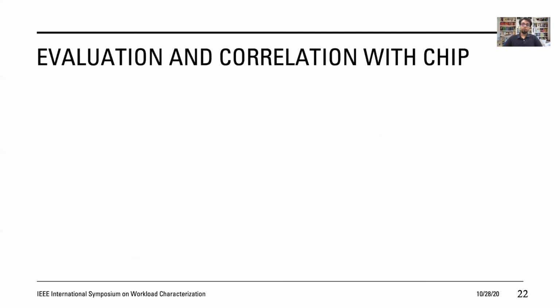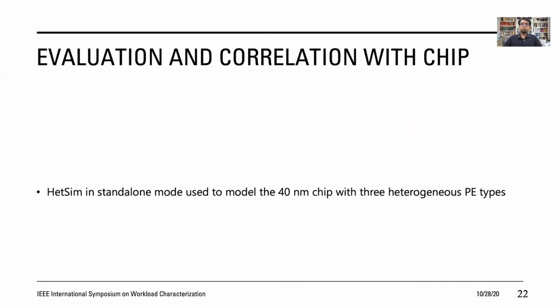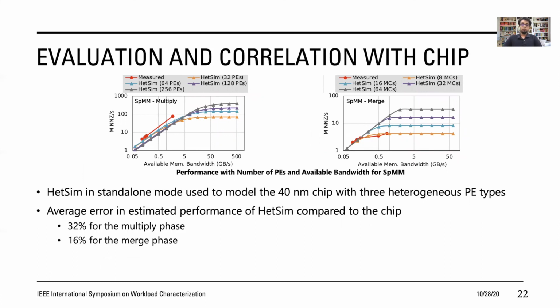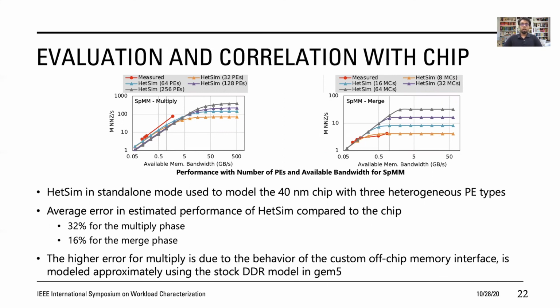In the final part of our evaluation, we look at the correlation between HetSim and the 40 nanometer SPMM acceleration chip. We sweep the bandwidth on the x-axis and look at the performance on the y-axis. The average error in estimated performance is 32% for the multiply phase and 16% for the merge phase. The higher error rate for multiply is not an artifact of HetSim, but is due to the differences in main memory module between the GEM5 model and the actual chip.